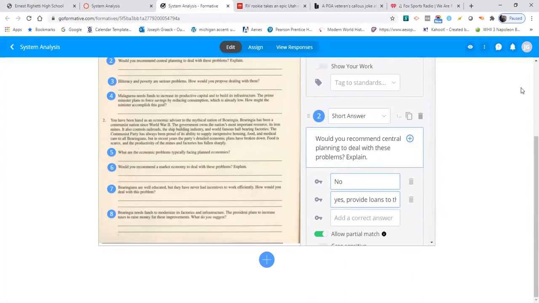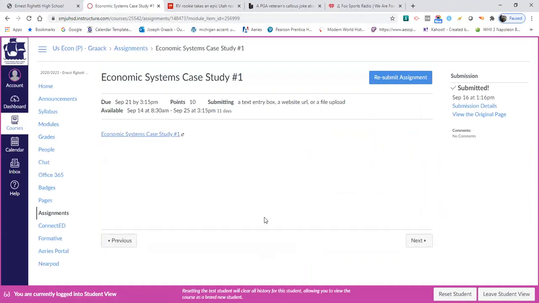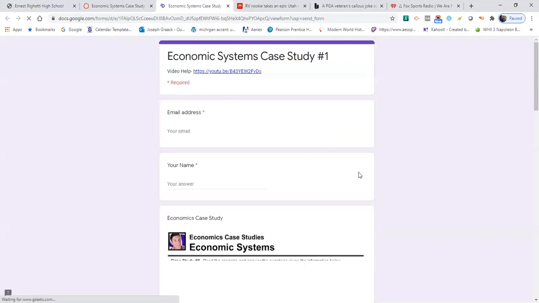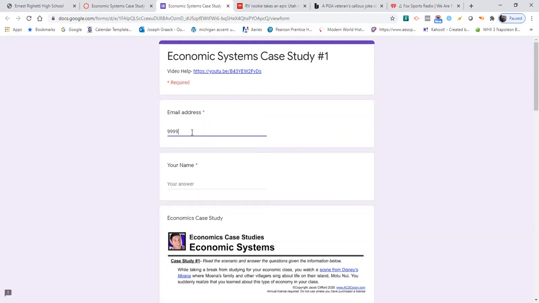And then what I had you do outside of class was the case study, right? And this is still open. I told you to focus on your test and the other things you may have for other classes. But this was very, very simple. As I said, the most important part here is to use your 9-digit school email address so that it ties into your grade. So it's students, right? smjuhsd.org. So make sure you use that email address as record.